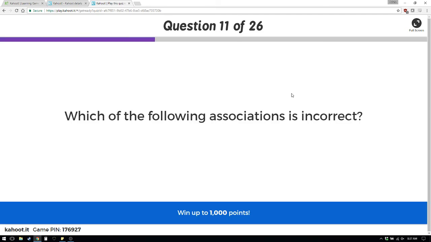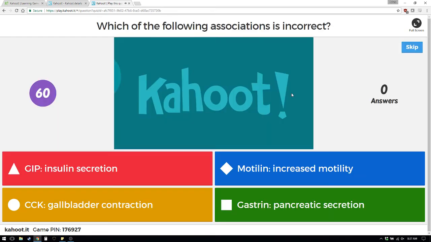All right, which of the following associations is incorrect? Incorrect. I think I put one NOT question on the test. I usually try not to do that, but I ended up doing it by accident. So read your questions very carefully tomorrow.